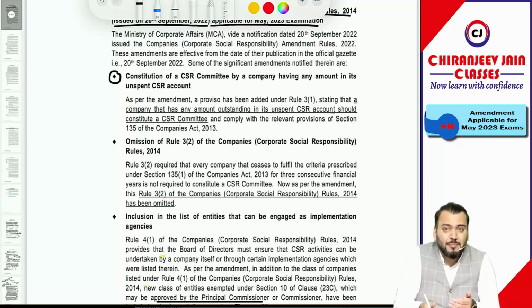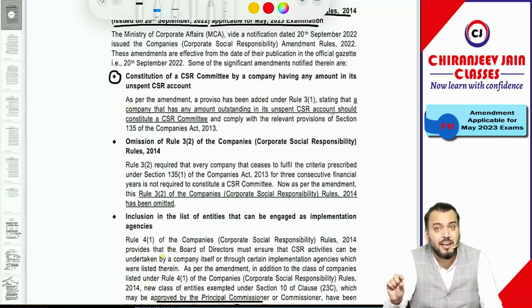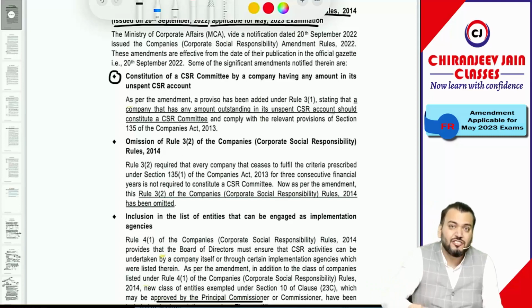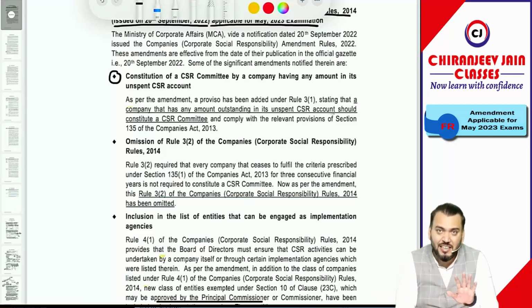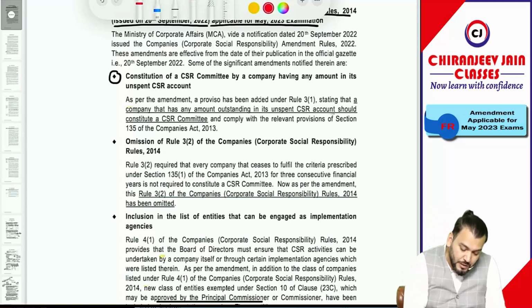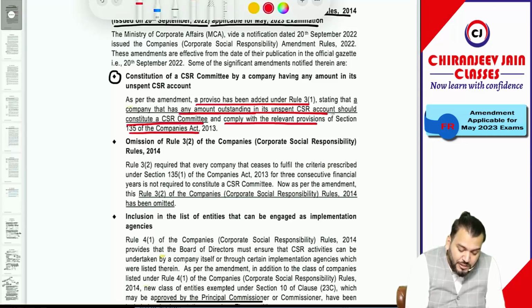Now one point has been added in the rule that any company which has an outstanding balance in the unspent CSR account needs to constitute a CSR committee and is required to apply all the relevant provisions of section 135 of the Companies Act. Let us read what is given. A proviso has been added under rule 3(1) stating that a company that has any amount outstanding in its unspent CSR account should constitute a CSR committee and comply with the relevant provisions of section 135 of the Companies Act 2013.